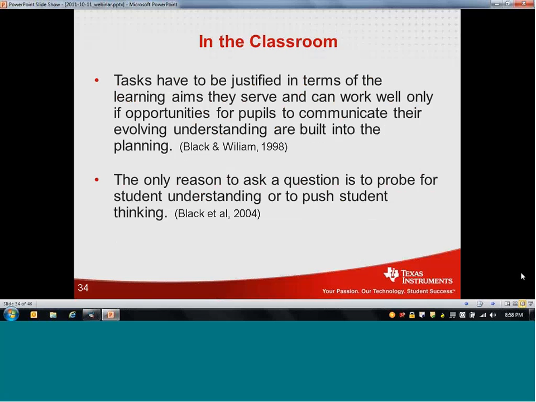Black and Wiliam, if you're not familiar with them, are tremendous thinkers around the use of formative assessment. And they have laid it out in some really readable terms that the tasks we choose for students to engage in have to be justified by what the students are going to be able to learn from engaging in them. And this last bullet here is one I really love. There are only two legitimate reasons to ask a question of a student. It's either for you to be able to probe how they're understanding the mathematics, or the question is intended to push their thinking forward.